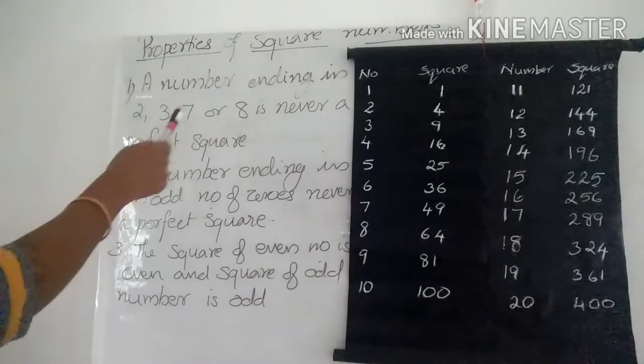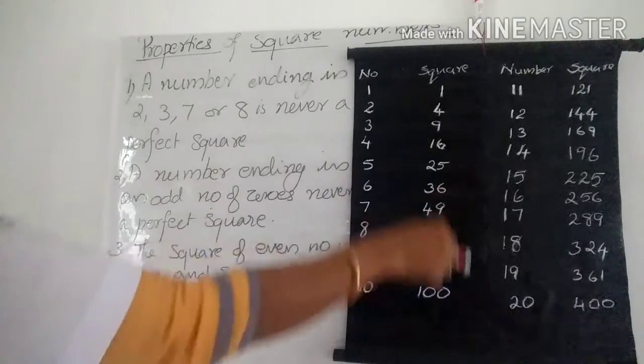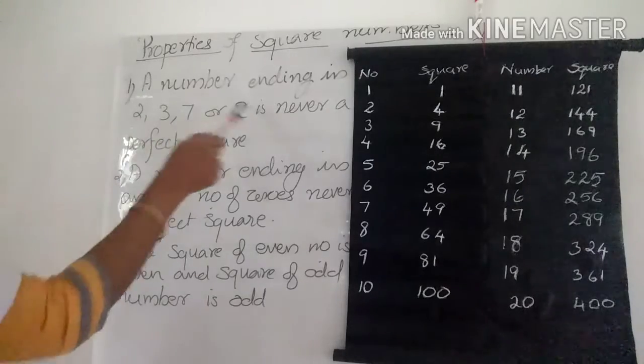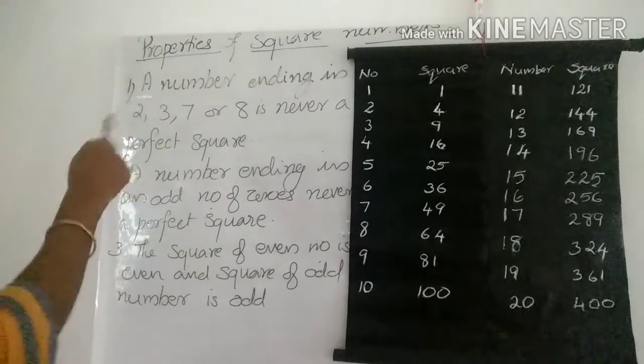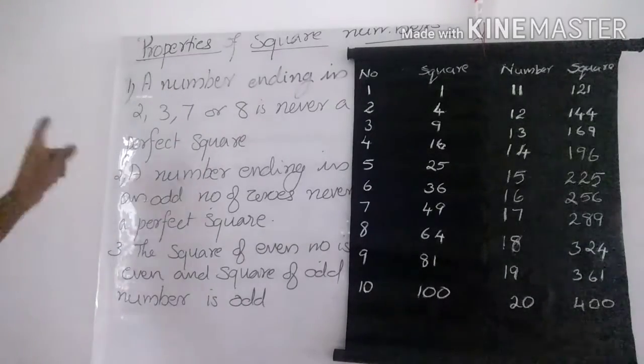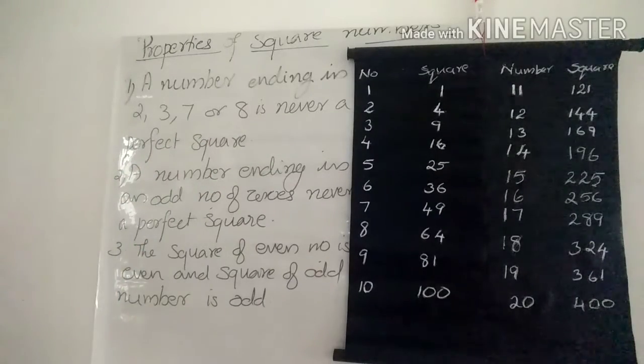No number ending in 2, 3, 7 or 8 is a perfect square. Perfect squares, or square numbers, never end in these 4 digits. So by looking at this, we can understand whether a number is a perfect square or not. If any number ends in 2, 3, 7 or 8, we can say that it is not a perfect square.